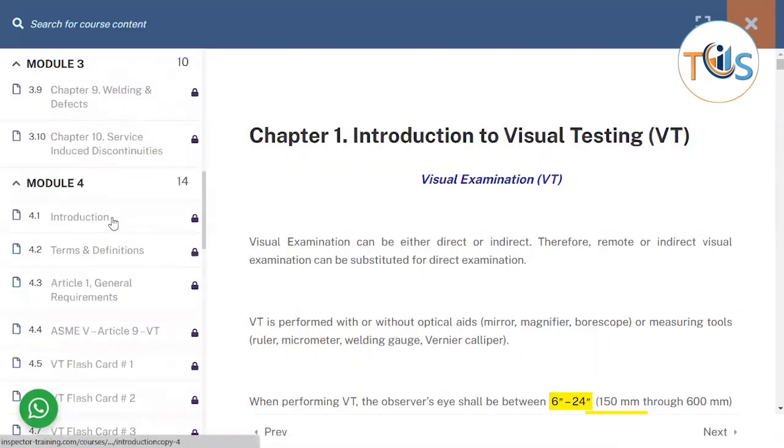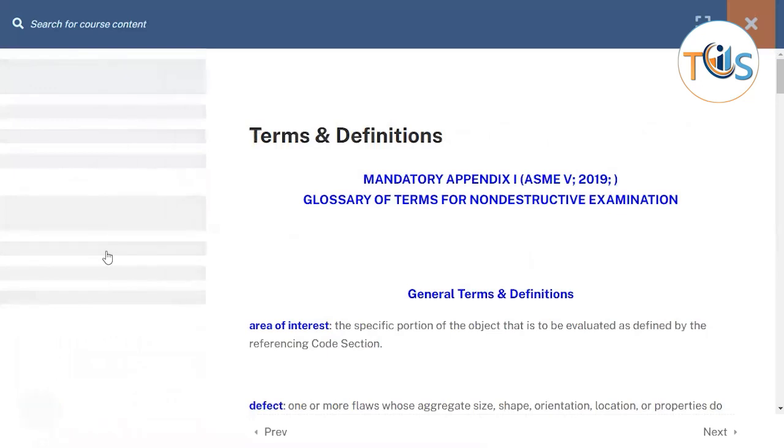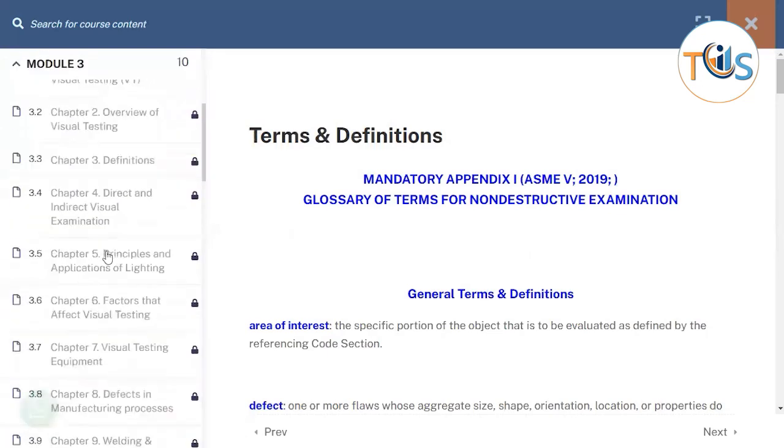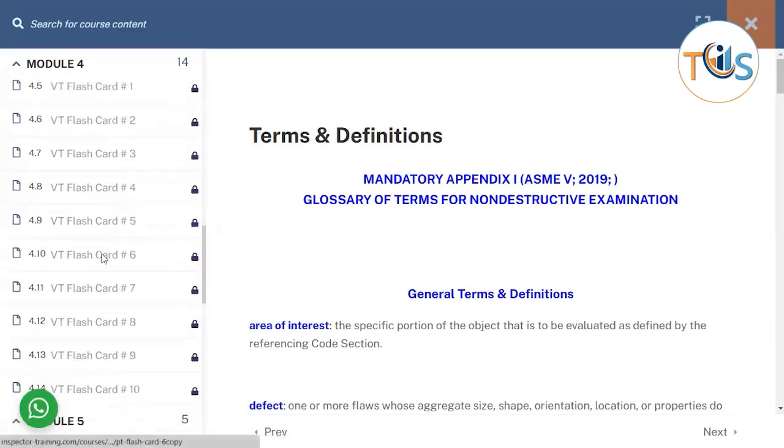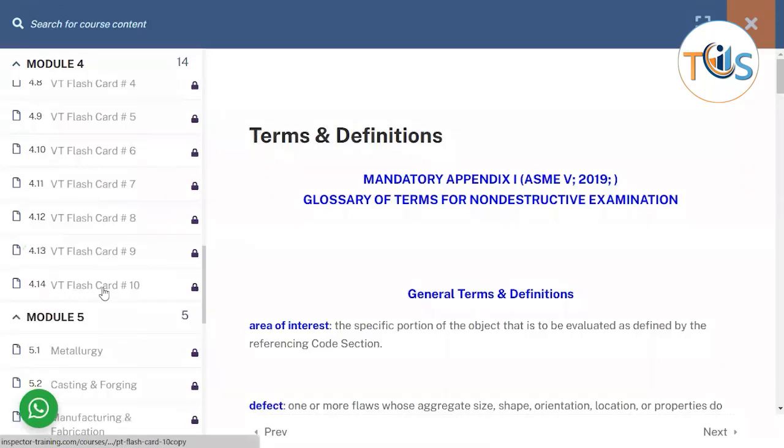And in module 4, we shall be talking about ASME Section 5, starting with the introduction. There are extensive terms and definitions, general terms and definitions, and terms and definitions related to visual testing. Then we'll start with Article 1, general requirements that every NDT method should comply with, and then Article 9, which is dedicated to VT of ASME Section 5. And then there are 10 sets of flashcards here.